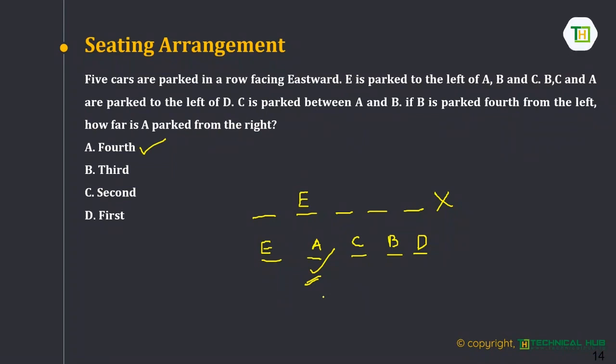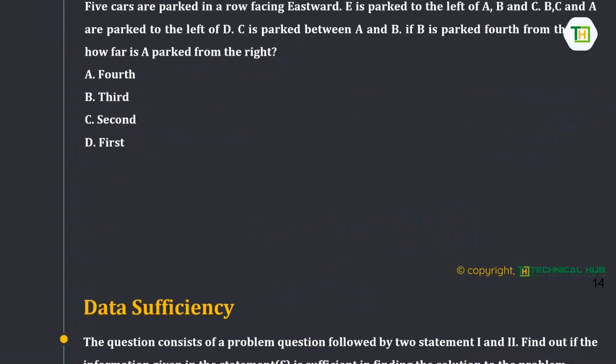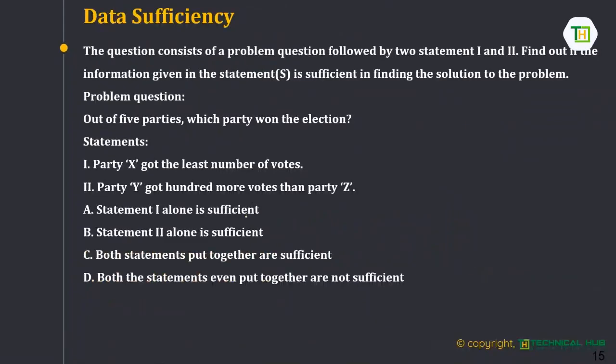Yes. Last one. So this is data sufficiency. Data sufficiency means two statements are given and one problem question is given. Check whether the statements are sufficient. Given the information, find the solution of the given problem. The problem question is: out of 5 parties, which party won the elections? This is the problem question.